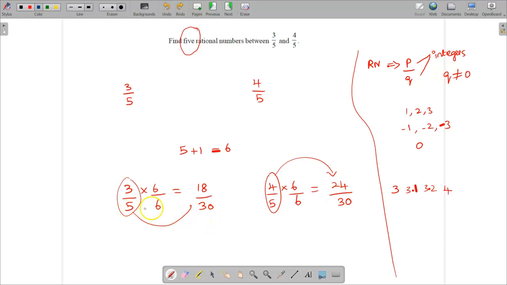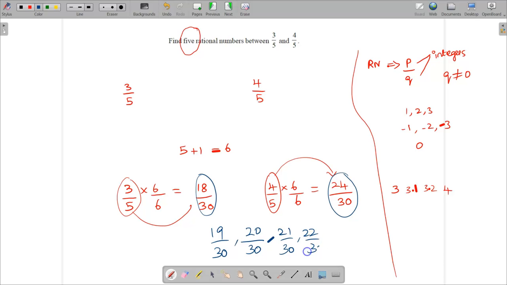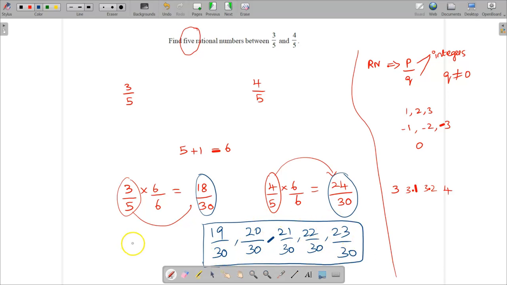So what are the numbers between 3/5 and 4/5? We just need to find the numbers between 18/30 and 24/30, which are nothing but the numbers between 3/5 and 4/5. After 18/30, what is the next number? It is 19/30. The denominator remains the same, 30. After 19, the number is 20, then 21/30, then 22/30, then 23/30. The next number is 24/30. So between 18/30 and 24/30, we have determined 5 rational numbers. These are all the 5 rational numbers.